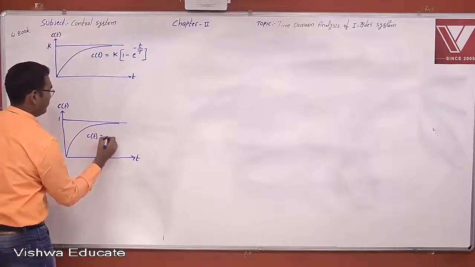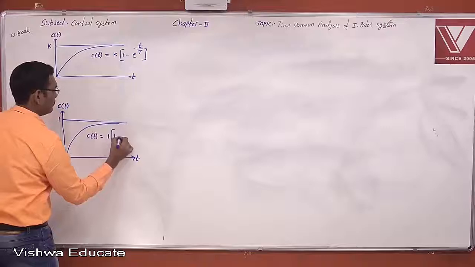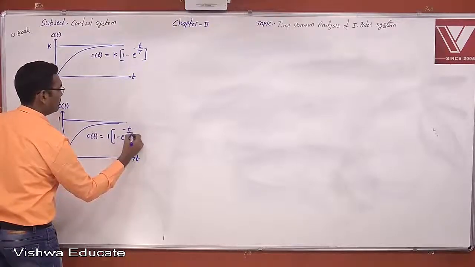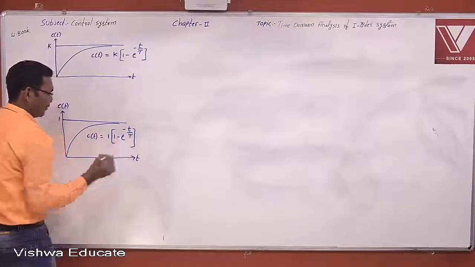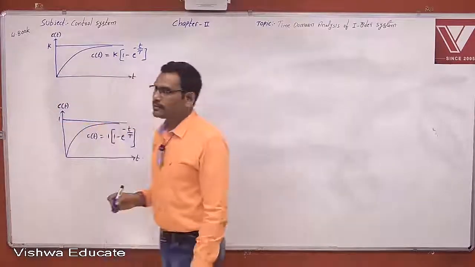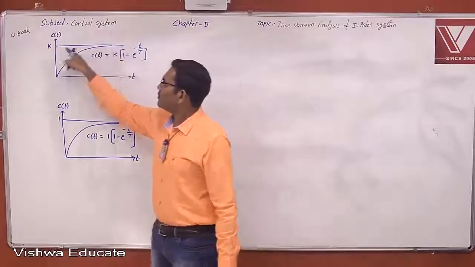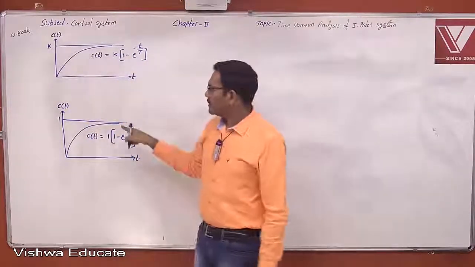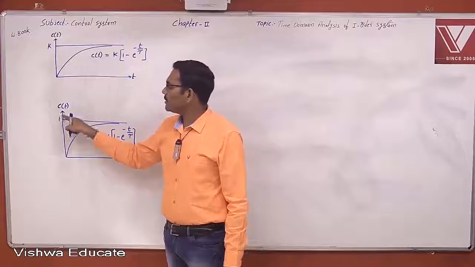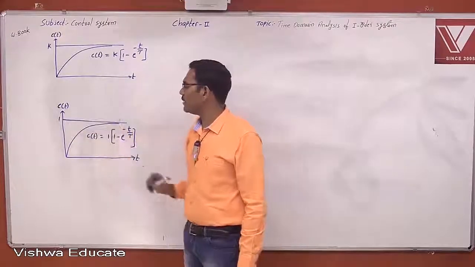Both will be same if you observe clearly. What is the difference? The difference is this is the standard first order step response because magnitude is constant. This is the standard first order unit step response because magnitude is constant and exactly equal to 1.